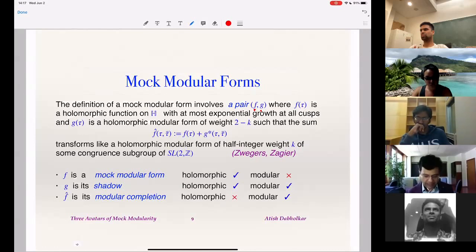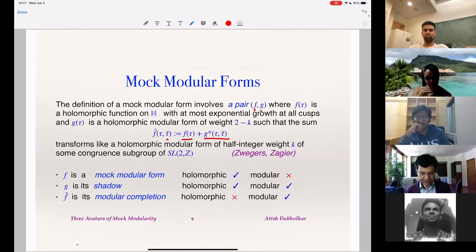However, the sum f hat of tau and tau bar, I explicitly show tau bar, it depends both on tau and tau bar, is the sum of f of tau and g star of tau and tau bar. I will tell you what is g star. G star is going to be a function that is constructed out of g, but that function is not holomorphic, such that this whole object together transforms like a holomorphic modular form of half integer weight k of some congruence subgroup of SL(2,Z). And so this was the definition given by Zwegers and Zagier. Zwegers was a student of Zagier when he did this doctoral work.